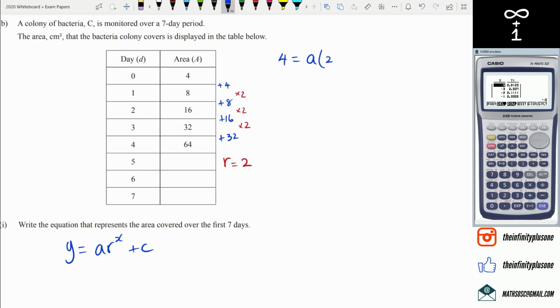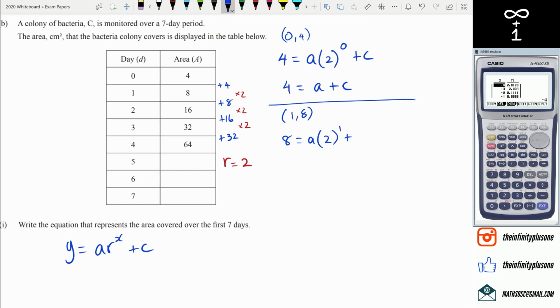So I'm going to put this as 2. Now x is equal to 0 plus c. So we're going to get 4 equals a times 2 to the power of 0, which is 1. We're going to get 4 equals a plus c. So that's the first equation. So this is from the first point, 0, 4. Then I'm going to use point 1, 8. So I'm going to get 8 equals a times 2 to the power of 1 plus c.